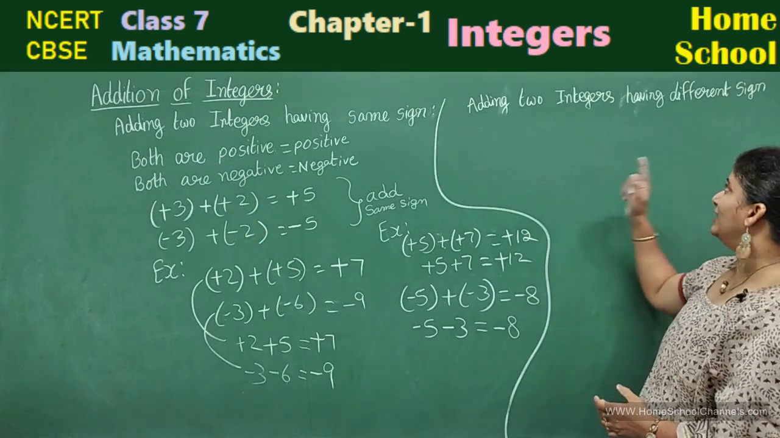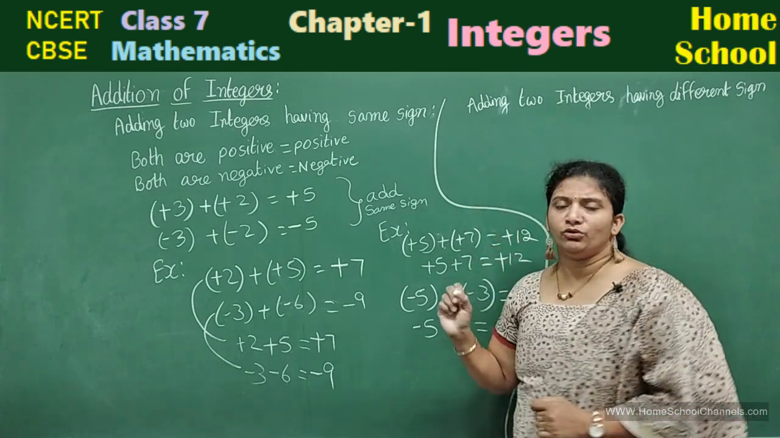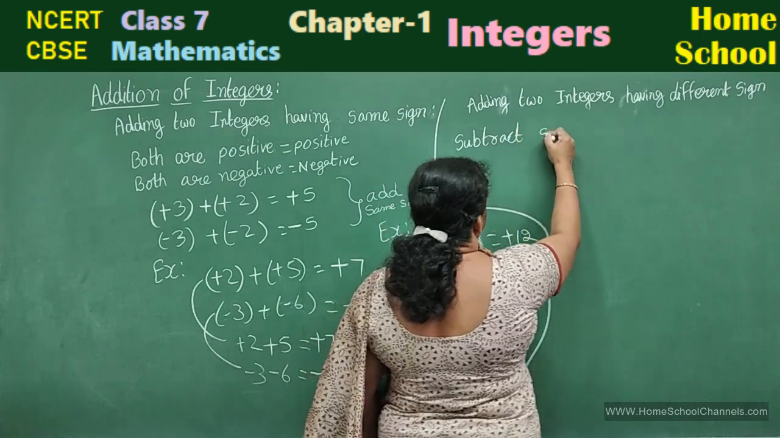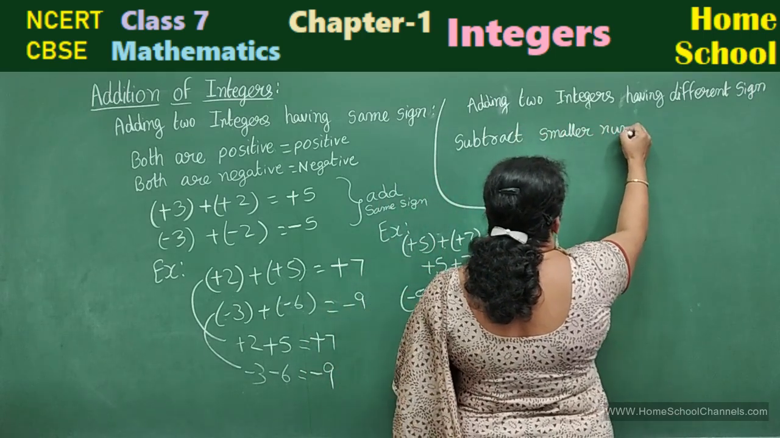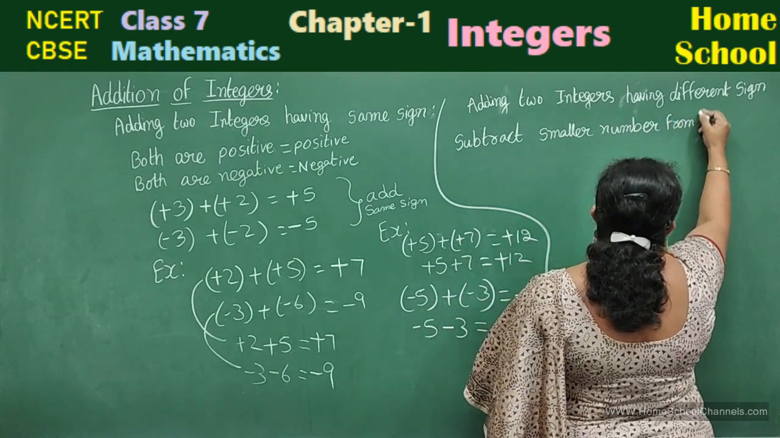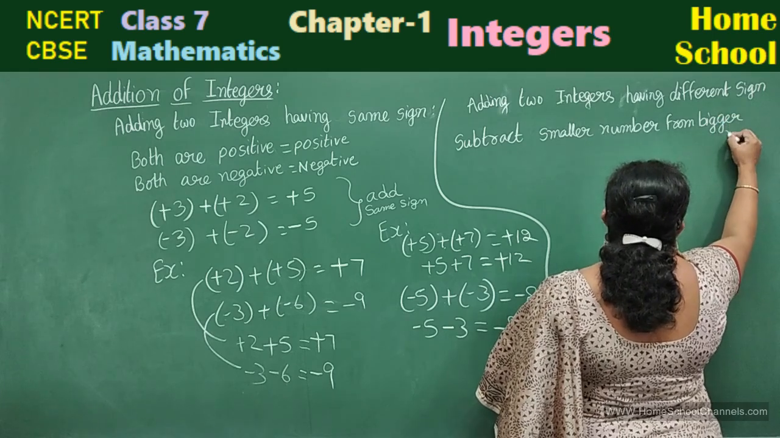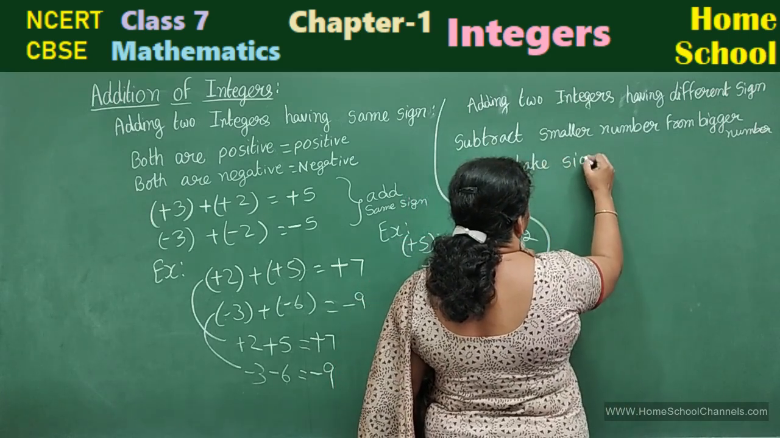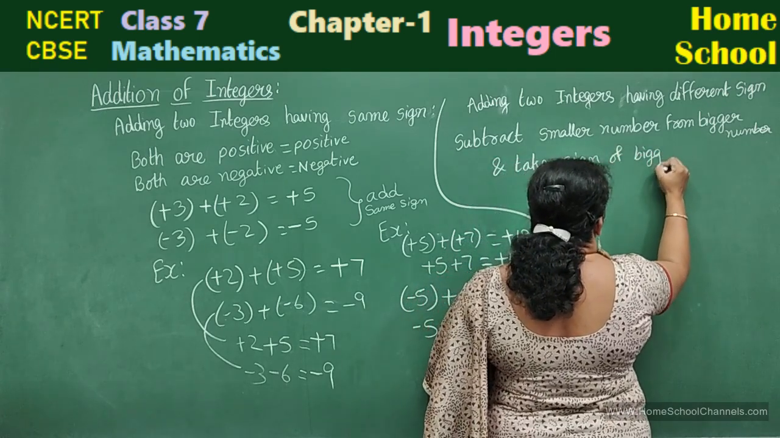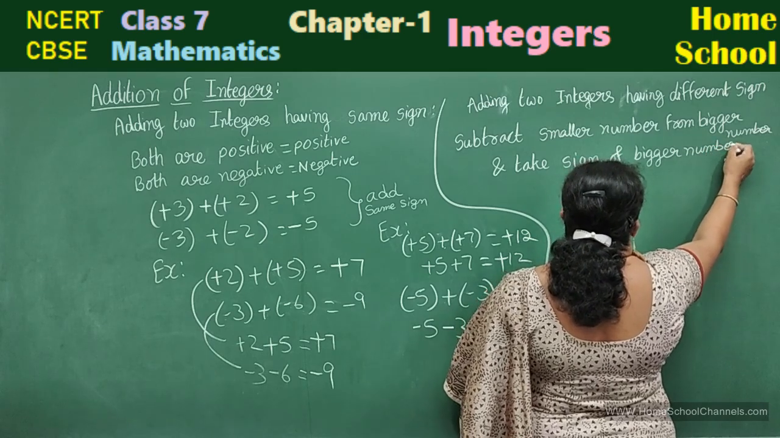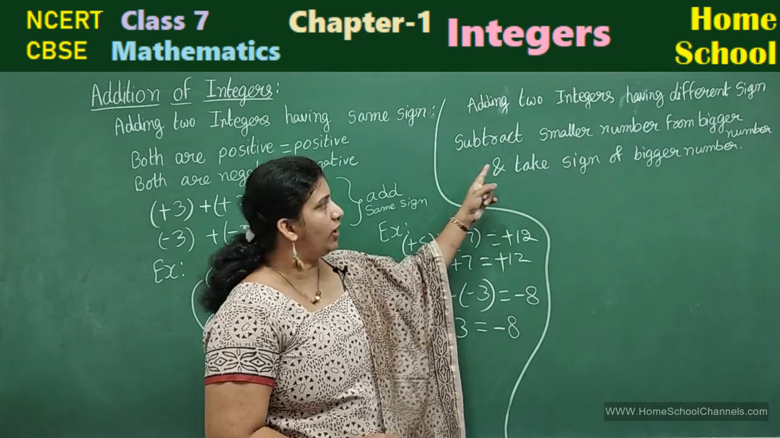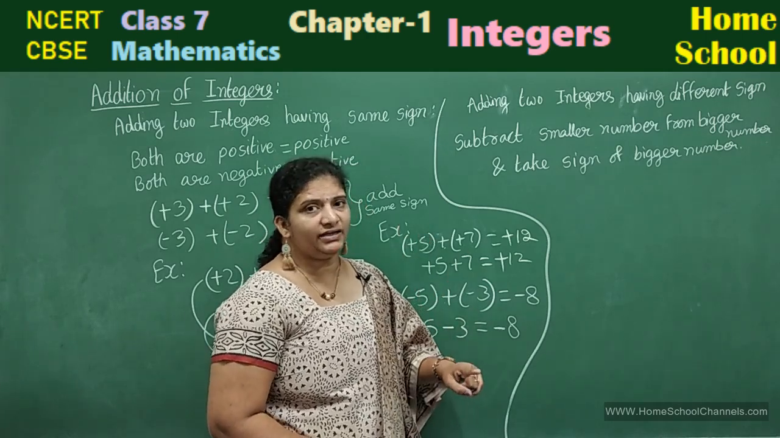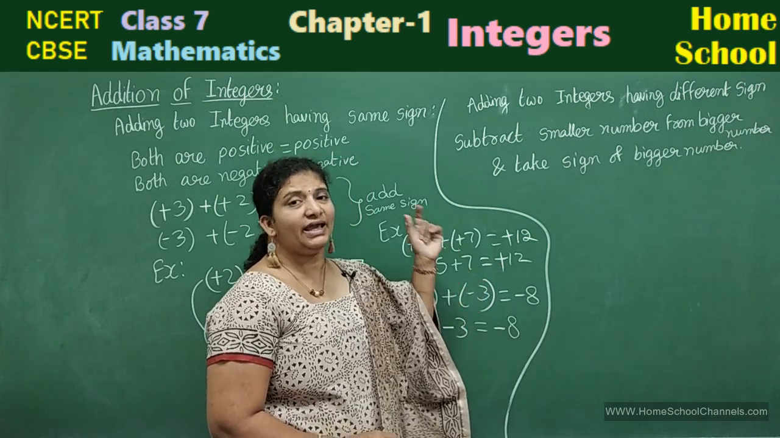The next point we need to remember is adding two integers having different signs. So what do we need to do at that time? Look here, when we are adding, subtract the smaller number from the bigger number and take the sign of the bigger number. Understand this point? Subtract the smaller number from the bigger number. When the two integers are of different signs, we need to subtract the smaller number from the bigger number and take the sign of the bigger number.